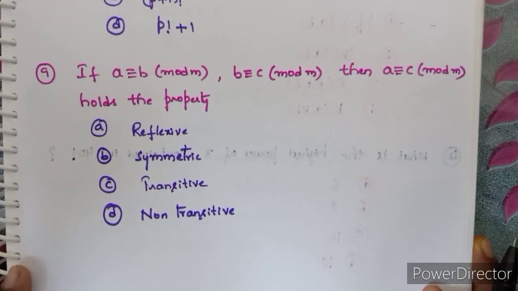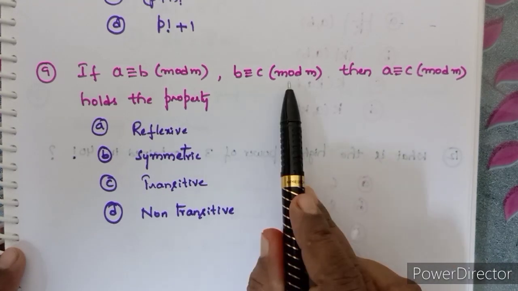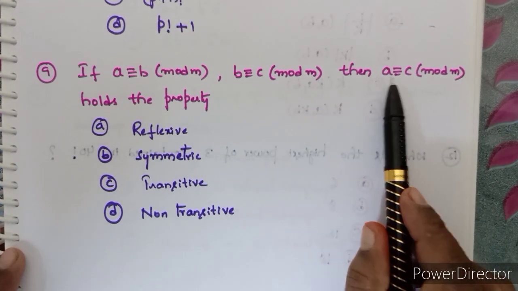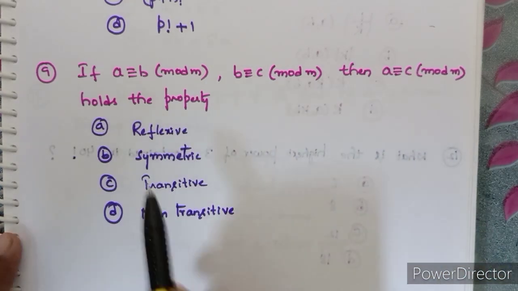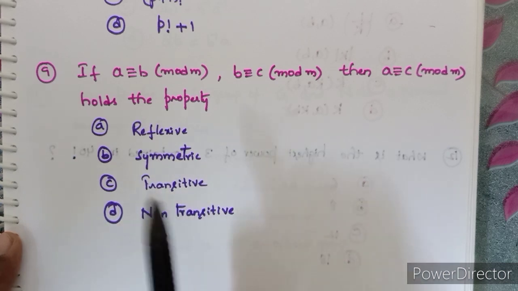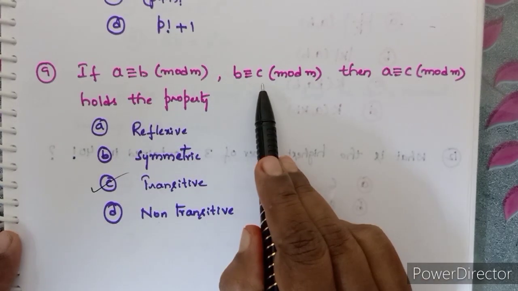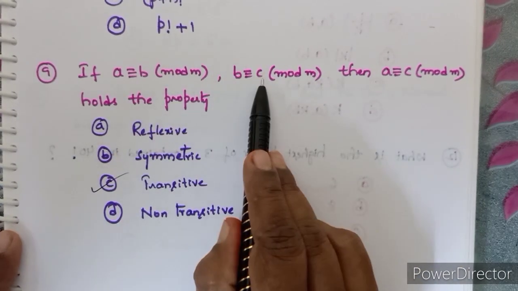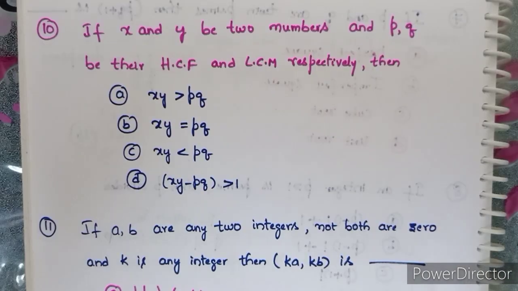Ninth question. If A is congruent to B modulo M and B is congruent to C modulo M, then A is congruent to C modulo M. Which property does this hold? A, reflexive. B, symmetric. C, transitive. D, non-transitive. Option C is correct. A is congruent to B and B is congruent to C. Therefore, A is congruent to C. That is the transitive property. Option C is correct.